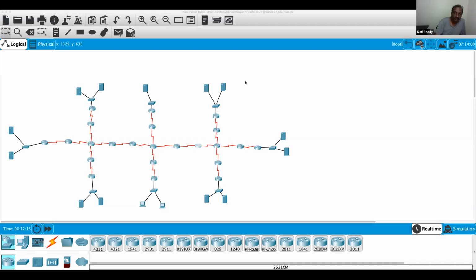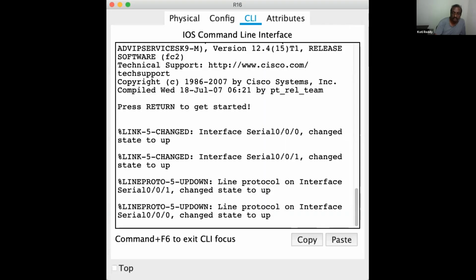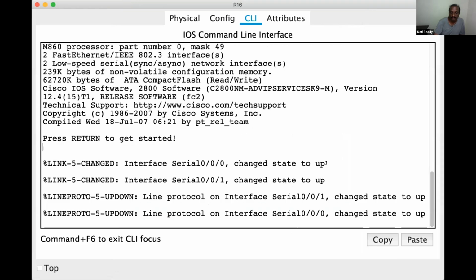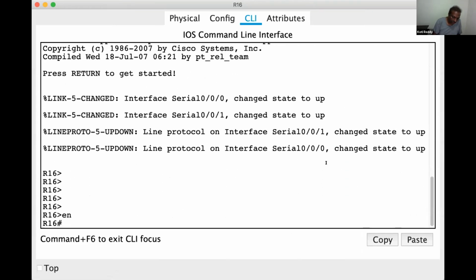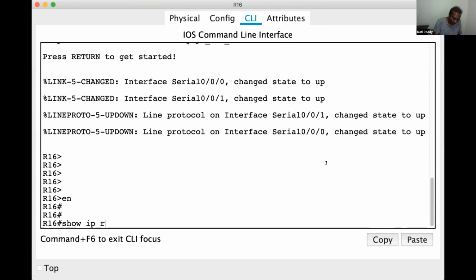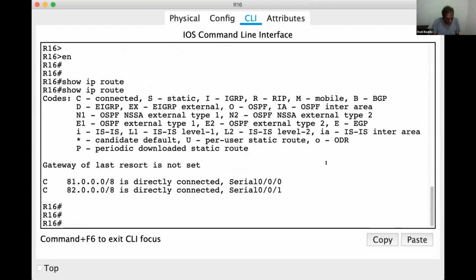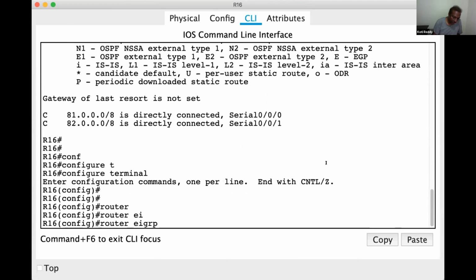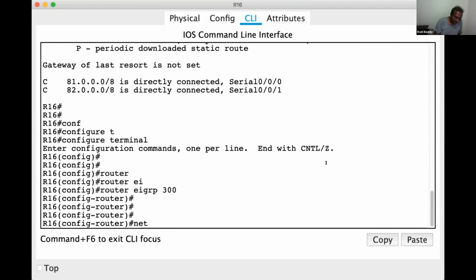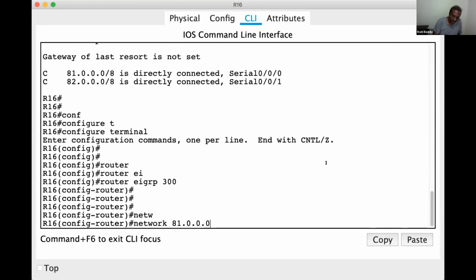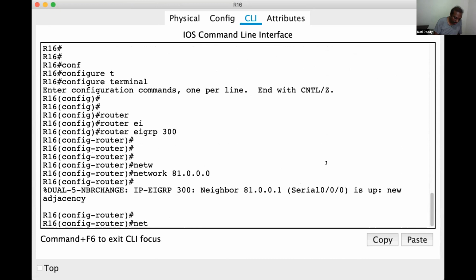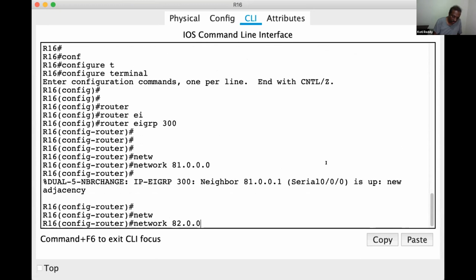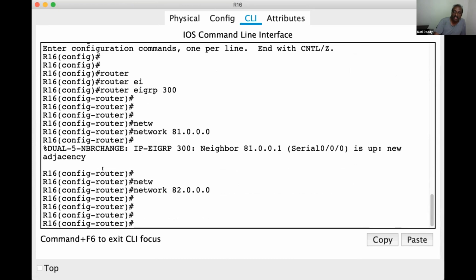So I go to R16. From R16, I give the command enable. I say show IP route. I could see routes for the 81 and 82 networks. I say configure terminal. I say router EIGRP 300. And I give the command network 81.0.0.0 and also network 82.0.0.0. 81 and 82 on R16.